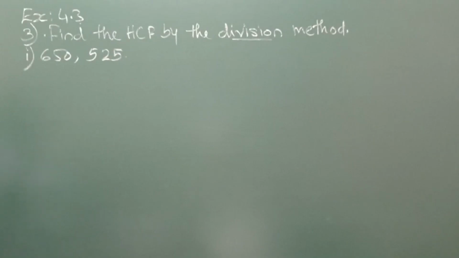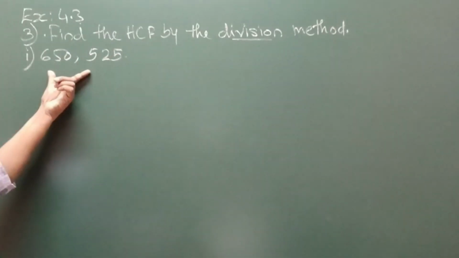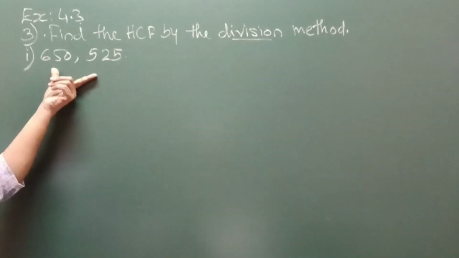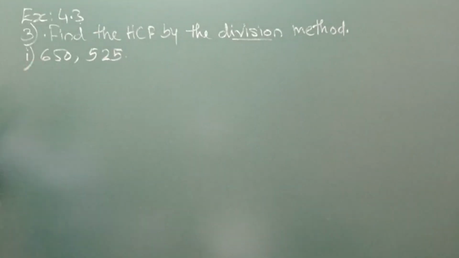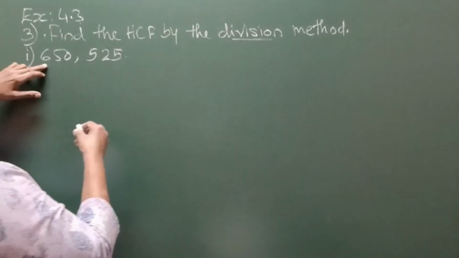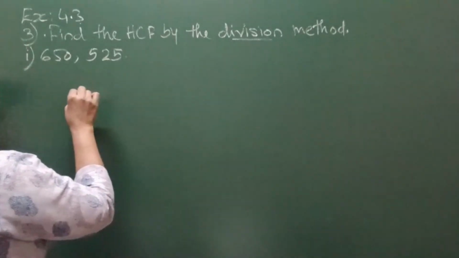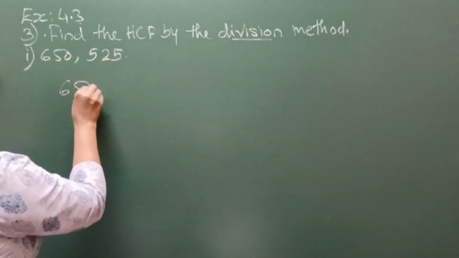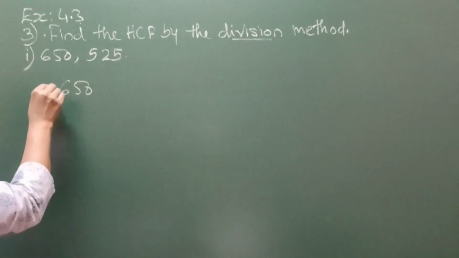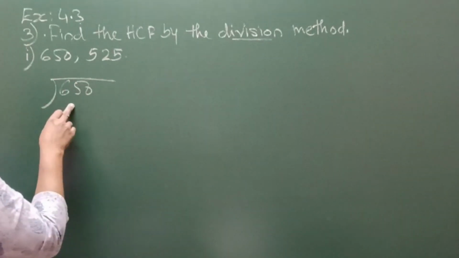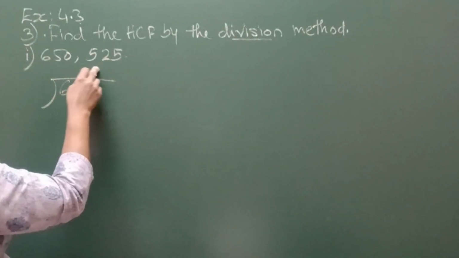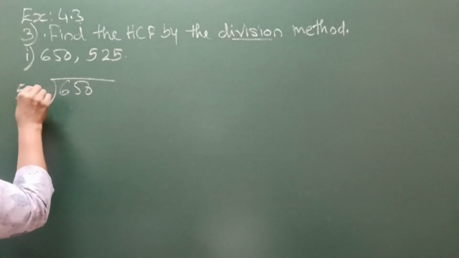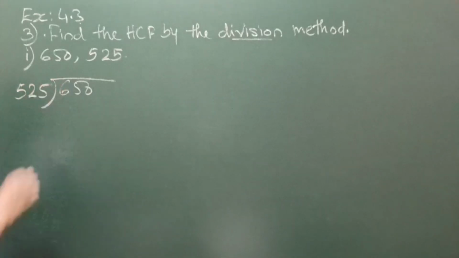The first thing you have to notice is that. Then, in the question there are two numbers given, so we have to find the greater number. 650 is the greater number, so that will be our dividend. The smaller number will be the divisor, 525.